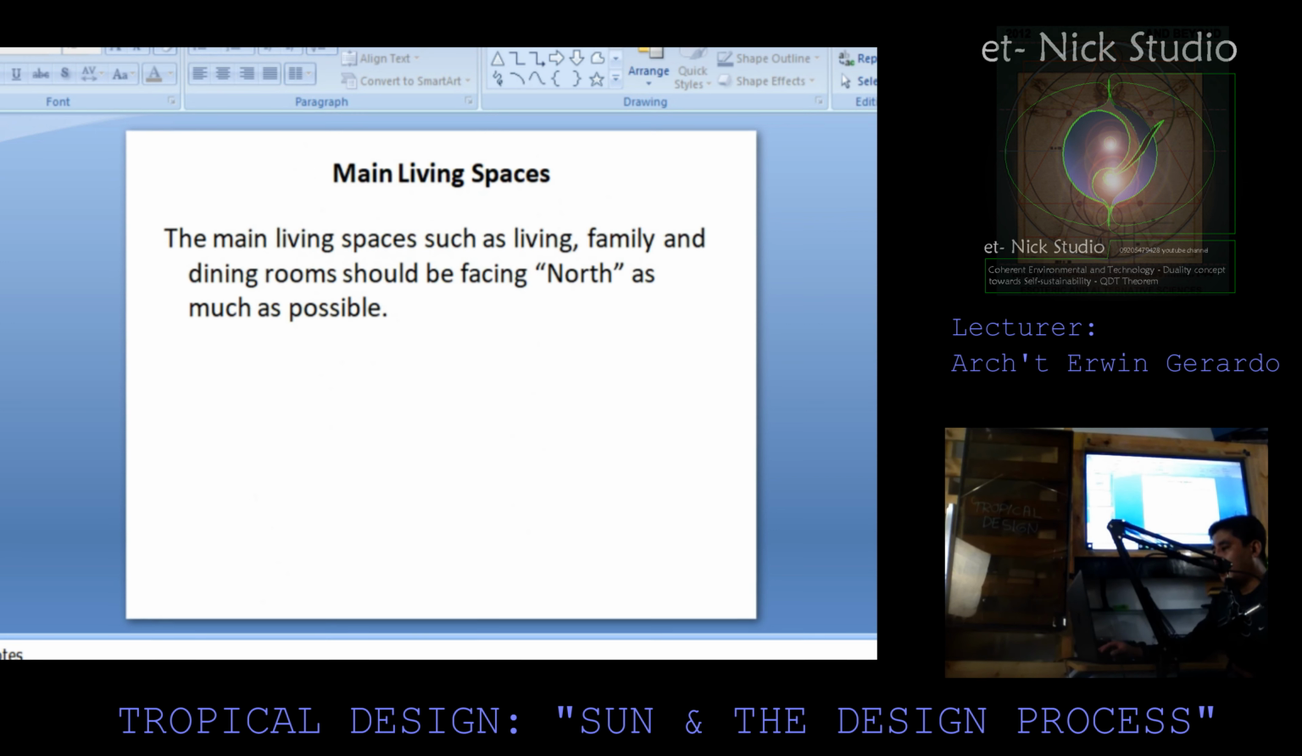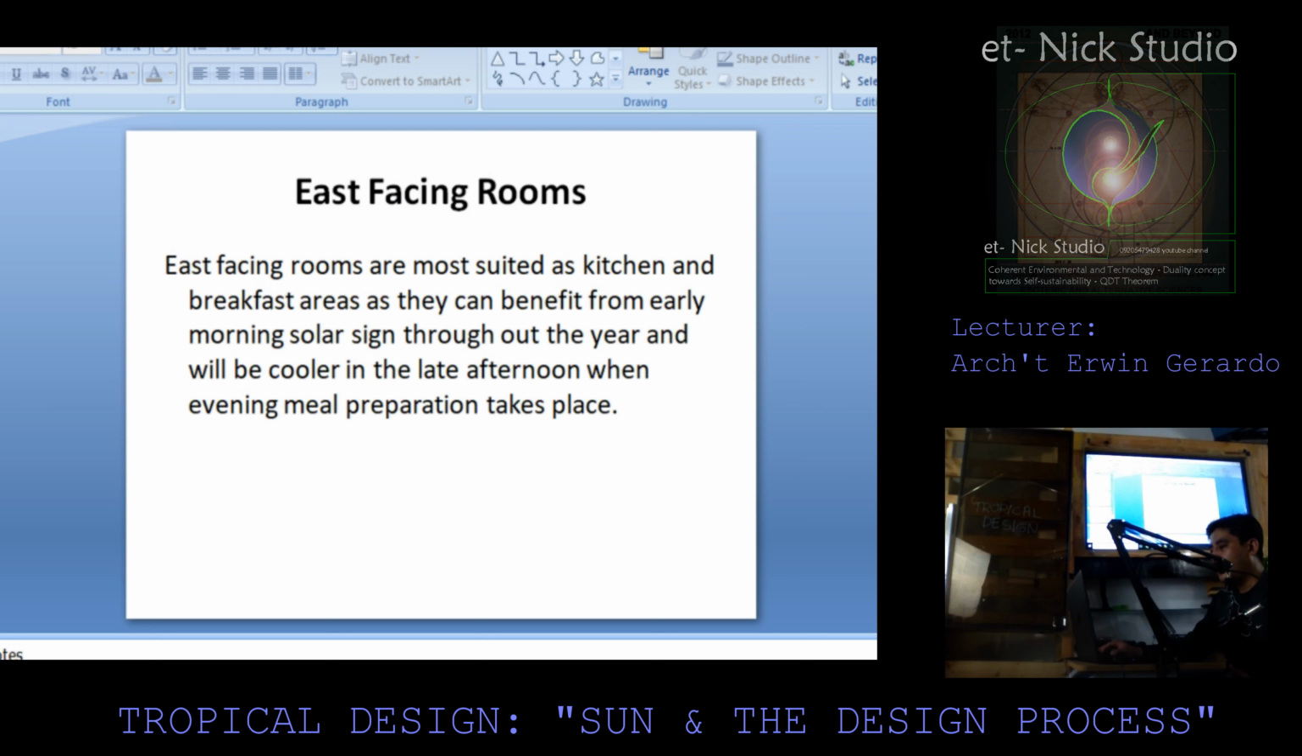So your main living spaces, such as living, family, and dining rooms, should be facing north as much as possible. East facing rooms are most suited as kitchen and breakfast areas, as they can benefit from the early morning sun throughout the year, and will be cooler in the late afternoon when the evening meal is prepared.